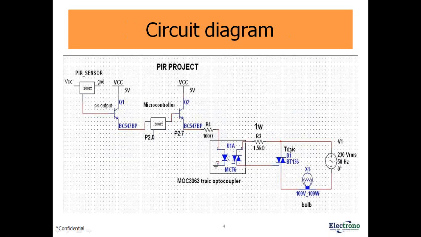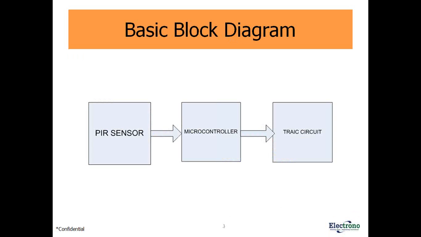So this triac circuit is used to glow the bulb. It receives the input from the microcontroller. Based on that, it will trigger the triac, and 230 volts will be given to the bulb.